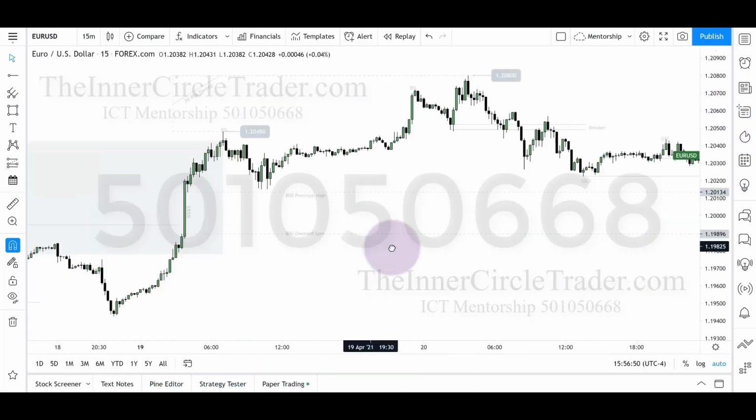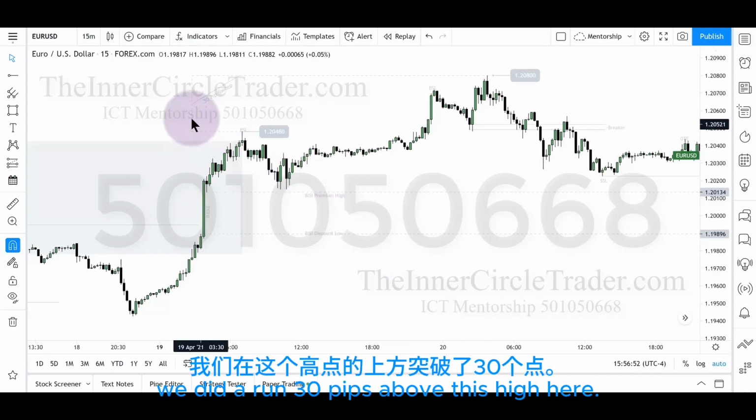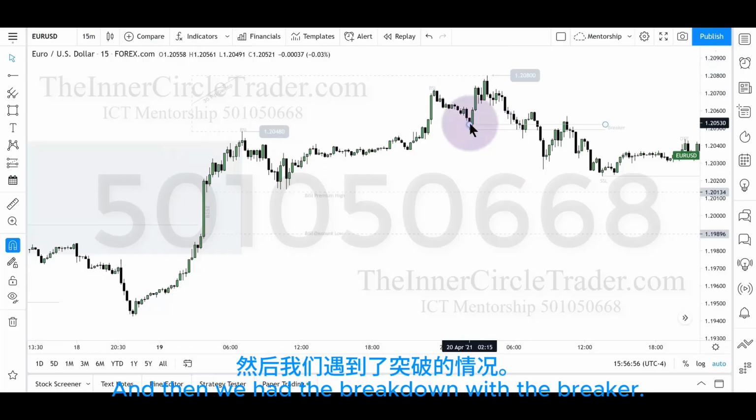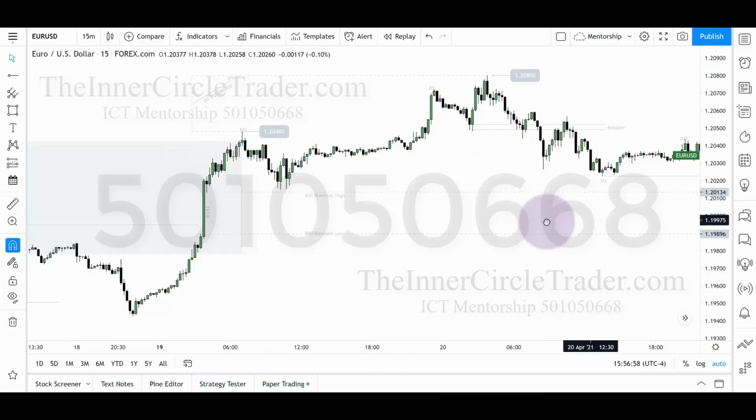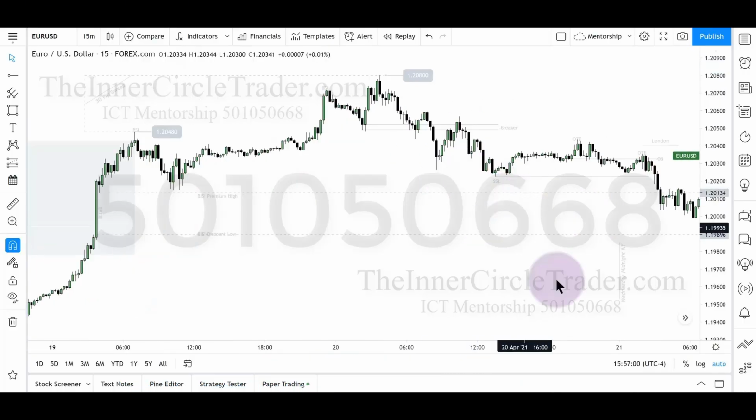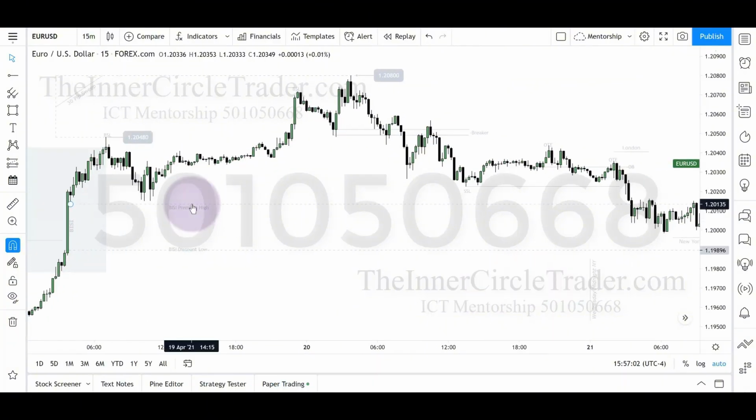Let me go over here. Yep. We did a run 30 pips above this high here, and then we had the breakdown with the breaker. We hit it and cleared up the sell side liquidity here. The buy side imbalance, sell side efficiency.